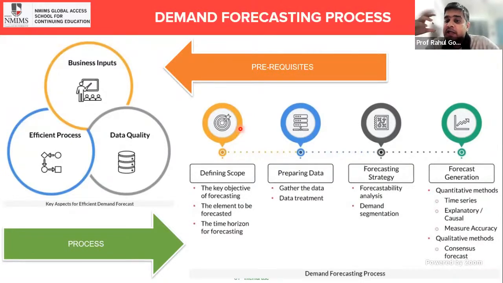Some SKUs may be highly seasonal. Some of them may have pretty stable demand, wherein their coefficient of variation is under control. So they may demonstrate variability across a spectrum. Similarly, all SKUs, like I said, may not be A-class. A-class, let's say, are only 20% of the SKUs contributing to 80% of your business.